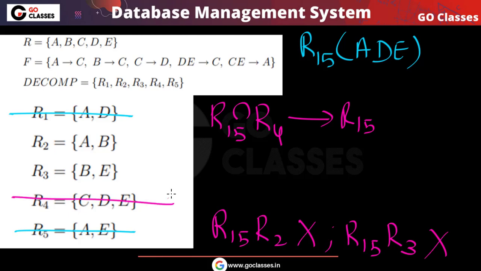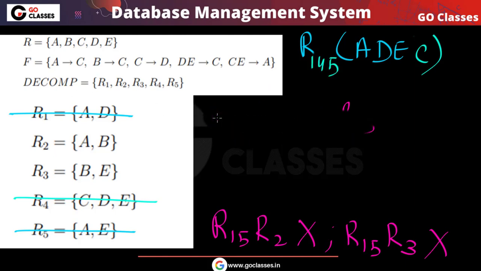So this R4 and R15, these we can combine. Finally R4 is gone and R15 is also gone, but we are going to combine them into R145. Now you can notice we cannot combine R2 and R3.